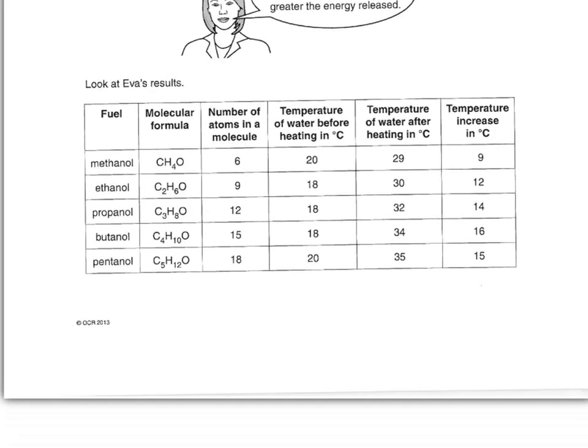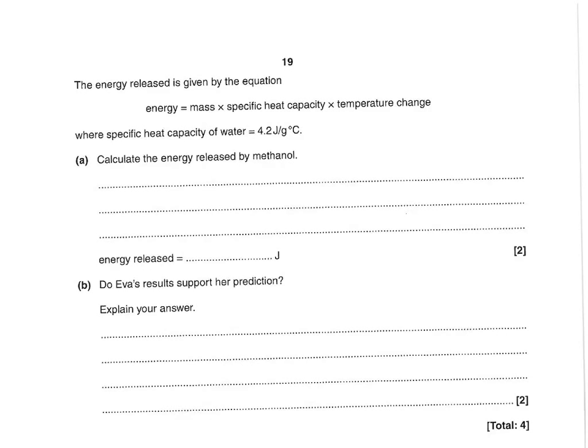And there's her data. In front of you, it says the energy released is given by that equation there, which they give to you. Calculate the energy released by methanol. And the important thing here is you remember that this mass is of the water that is heated, not of the fuel that is burnt. It's 100 times 4.2 times the temperature change, which is 9 in this case, and that equals 3,780.